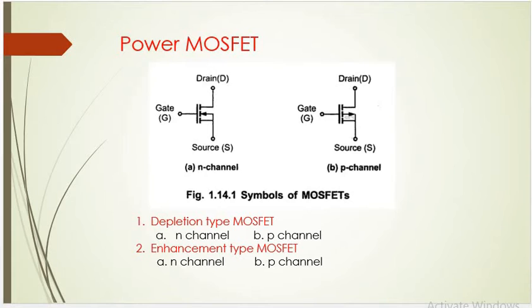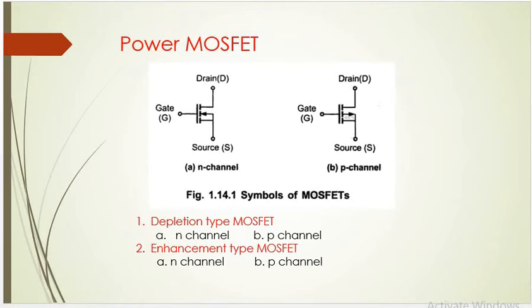As we have seen, SCR, silicon controlled rectifier, is a current control device, but MOSFET, what is the expansion of MOSFET? Metal oxide semiconductor field effect transistor. So it is a voltage control device. By controlling the input voltage, that is VGS, we are able to control this device. So it is a voltage control device, but SCR is a current control device.